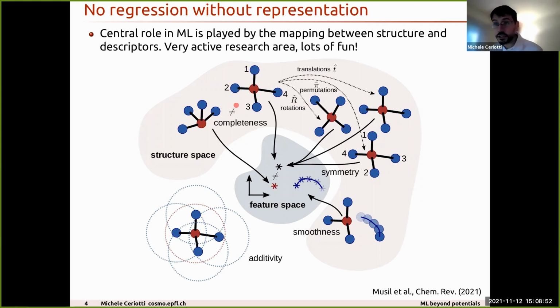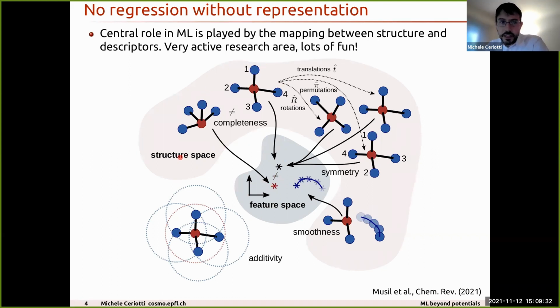So by representation, I mean a mapping between the Cartesian coordinates of the atoms, the structure of a molecule, and a more or less abstract vector in feature space that is the object that really goes as the input of whatever machine learning model you want to build. Now, if you want to have a representation that gives rise to a data efficient, first and foremost, machine learning model, there are a number of requirements or desirable features of this mapping.